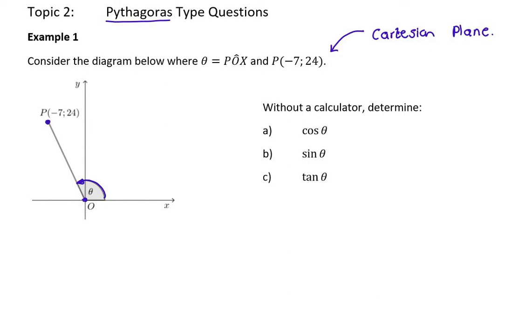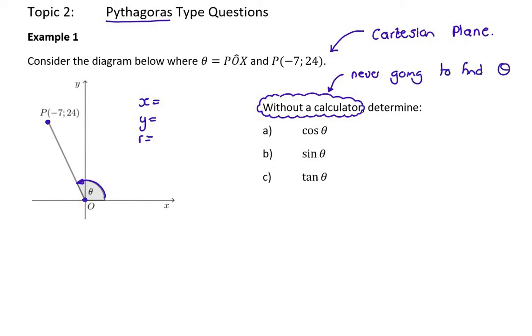Now, the most important thing with Pythagoras type questions is you start realizing that it's all about a diagram, and then it's all about finding x, finding y, and finding r. It's never about finding the value of theta, because you'll notice that every single one of these questions says without a calculator. Now there's no way to find theta unless you have a calculator. So basically I'm never going to find theta, which means this all comes back to the definitions.